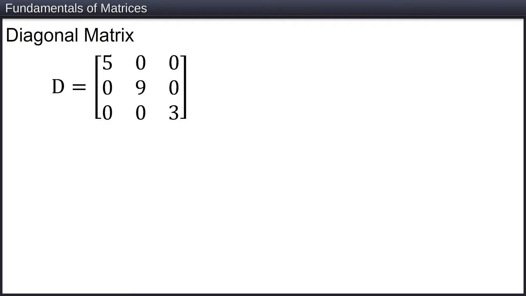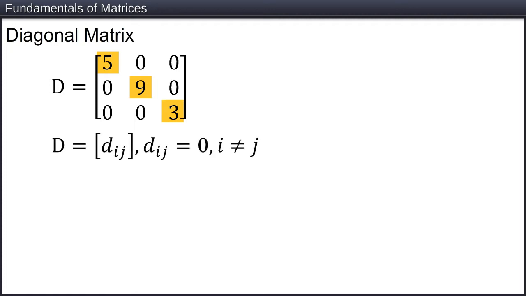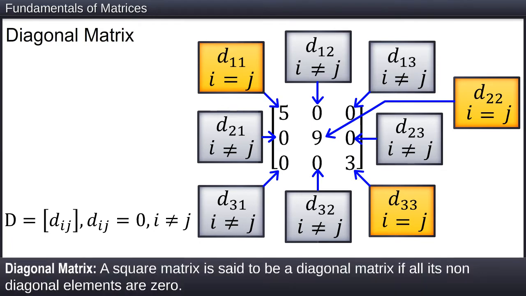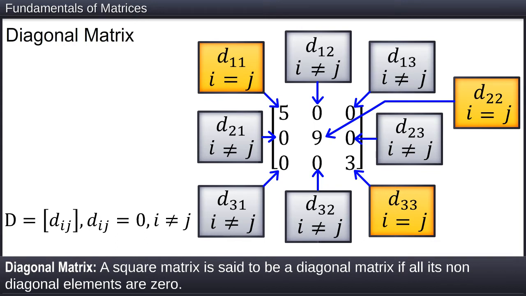We will move to the next type of matrix. Consider a matrix where all the elements except the highlighted elements are zeros. These elements are called the diagonal elements of the matrix. These kinds of matrices are called diagonal matrices. The general representation of a diagonal matrix is as shown here. Let's see how this general form is applied to the example shown. A square matrix is said to be a diagonal matrix if all its non-diagonal elements are 0.